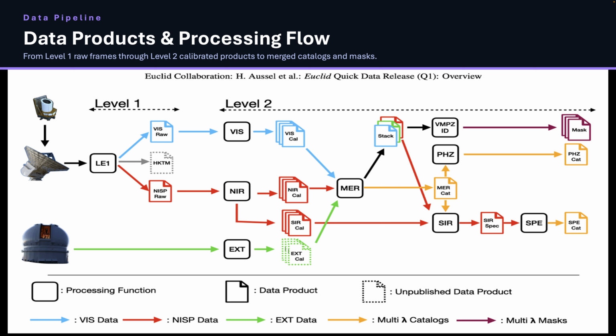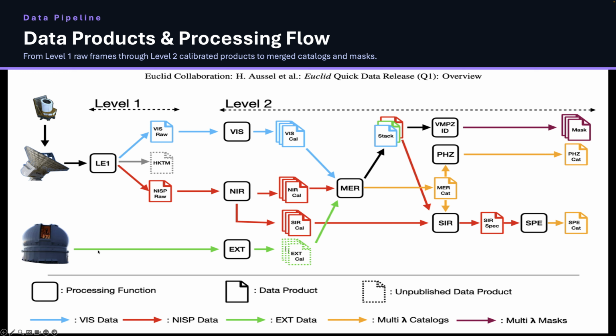This diagram here, taken from a Q1 released paper by Hervé Aussel et al., shows how the data is processed in Euclid, and the idea of showing it here is to familiarize you with different names such as VIS, NIR, MER, SIR, etc. that you will hear in the future videos.